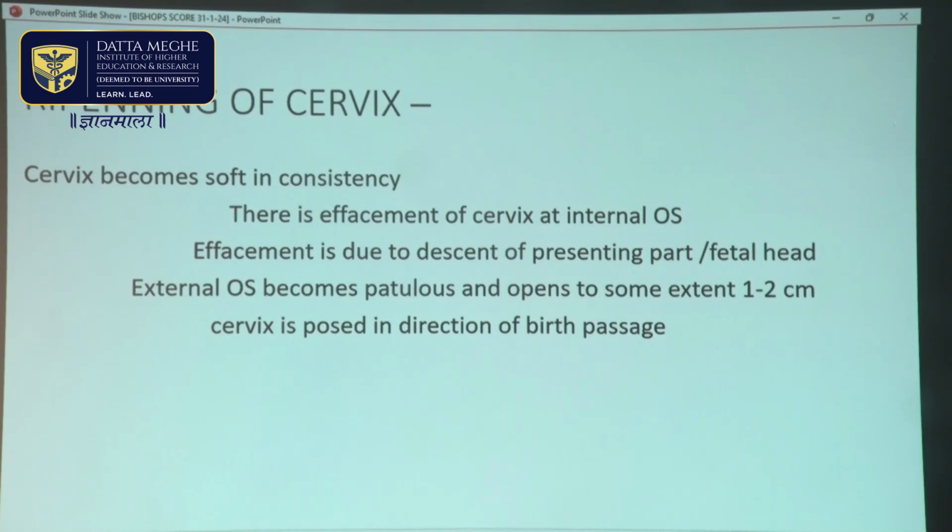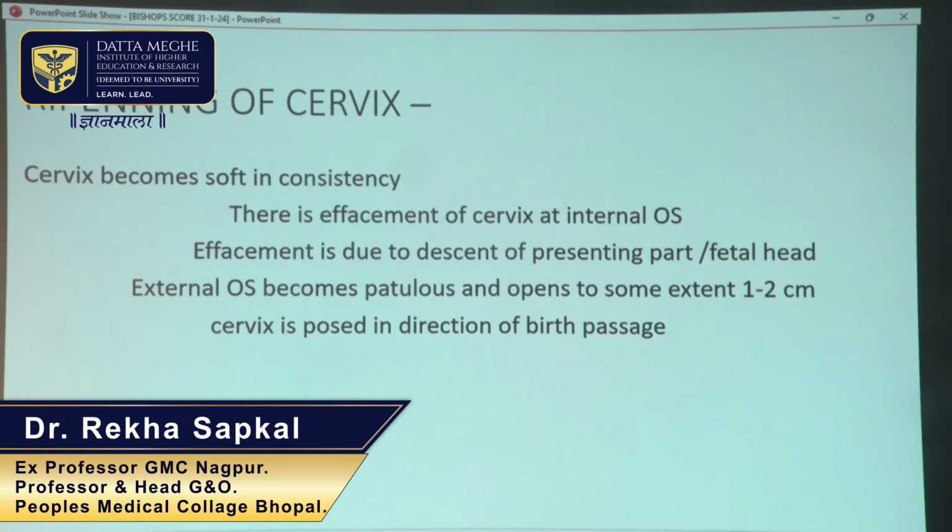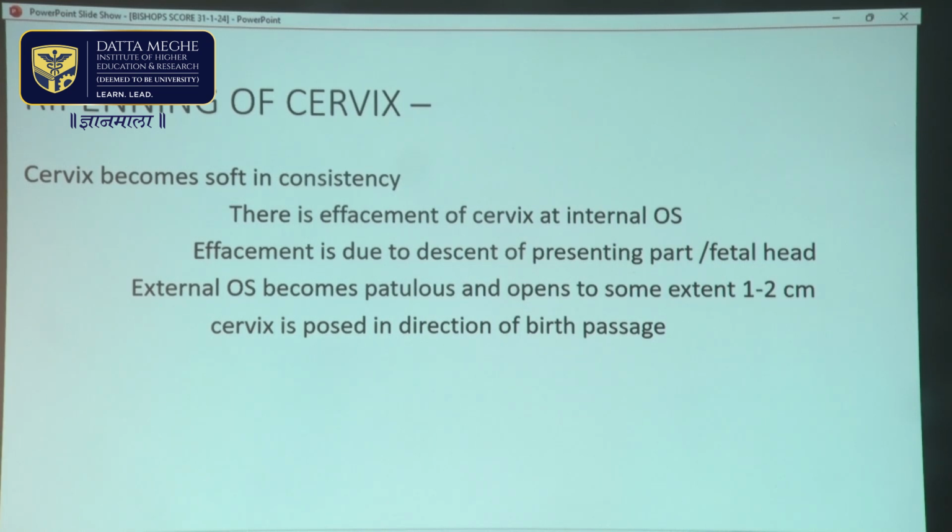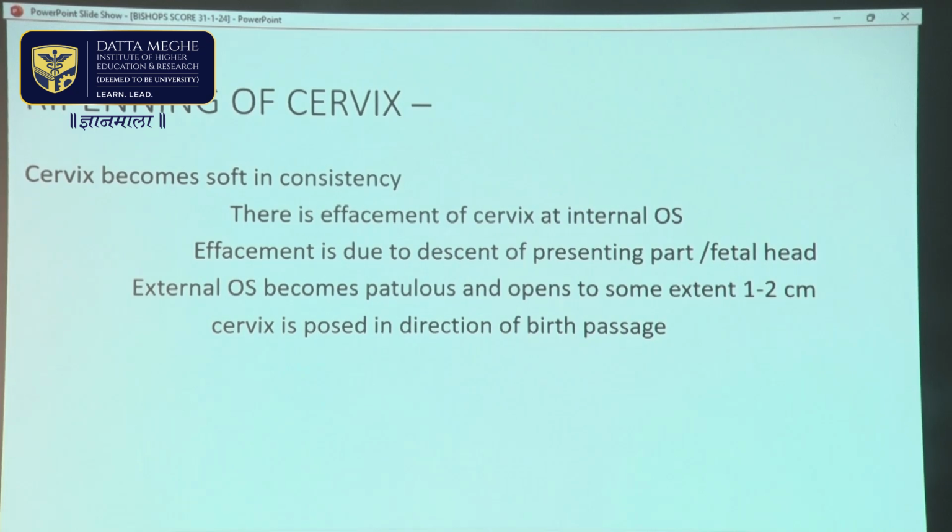There are 5 changes in total. Cervix becomes soft in consistency. There is effacement of the cervix and internal os. Effacement is due to the descent of the presenting part, the fetal head. External os becomes spatulous and opens to some extent, 1 to 2 centimeters. Cervix is midposition, in the direction of the birth passage, vagina and introitus anteriorly placed. So, the anteriorly placed cervix is the best cervix to dilate.